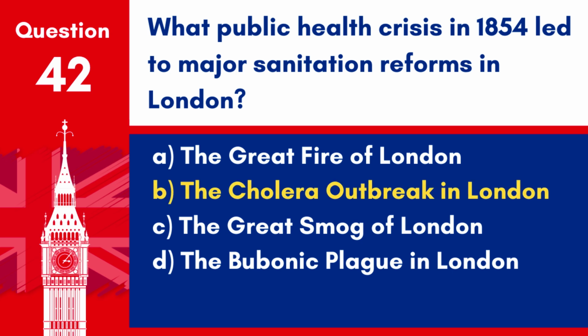Answer: B. The cholera outbreak in London. The cholera outbreak in London in 1854 led to significant changes in public health policy, particularly the development of modern epidemiology and advancements in public sanitation. John Snow identified contaminated water as the source of the outbreak.